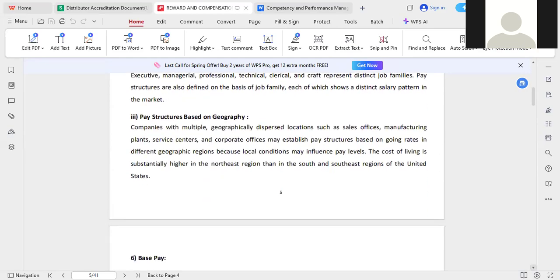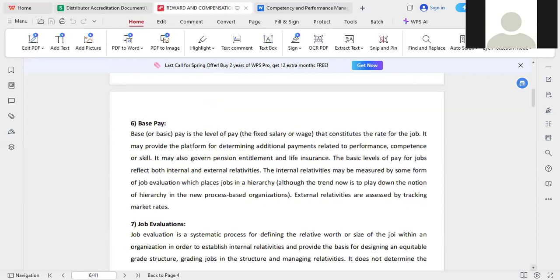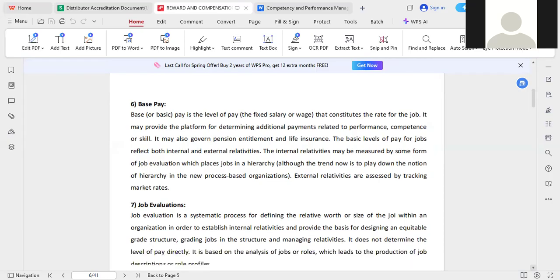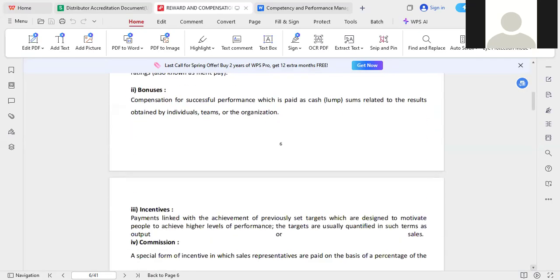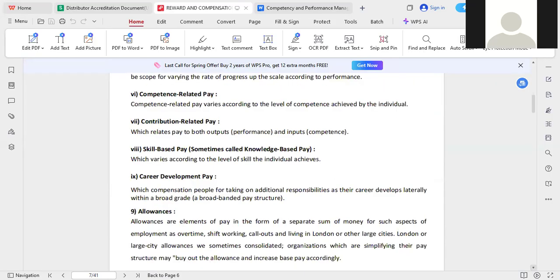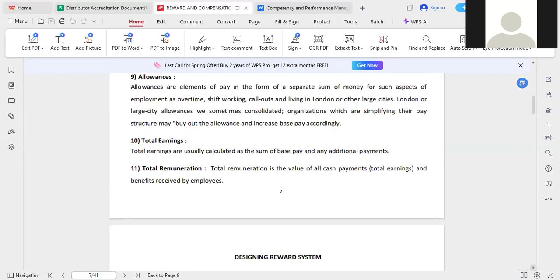Then we also looked at base pay. We defined base pay yesterday, and we said base pay is the minimum payment that a worker or an employee receives aside from any other incentive that may come. Then we looked at job evaluation. Then we also talked about contingency pay, and we looked at different types of bonuses. And I think from there we proceeded to another topic, after we looked at total earnings.